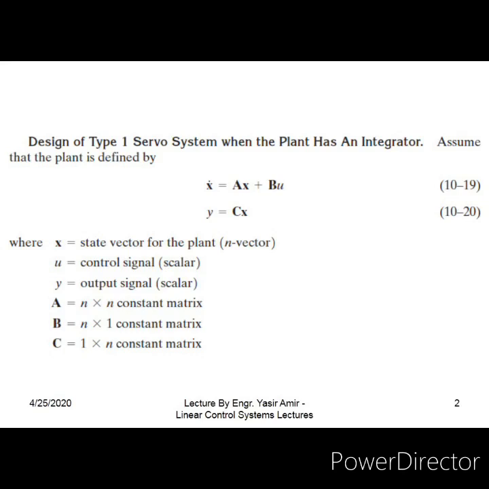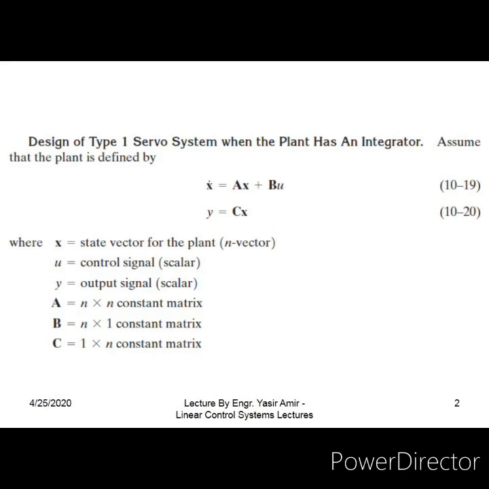In the case of a regulator, the input of the system was zero and the output was supposed to be zero, and it goes to zero asymptotically. That is, as time proceeds to infinity, the output goes to zero. That is called asymptotically going to zero. That was the case of the regulator.